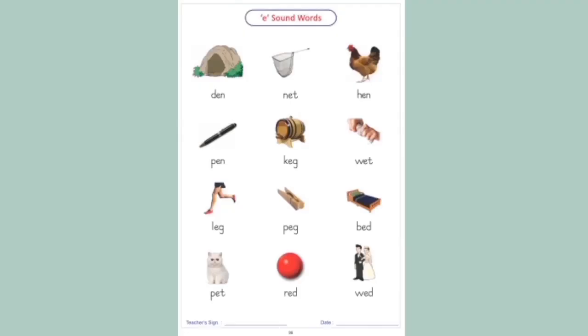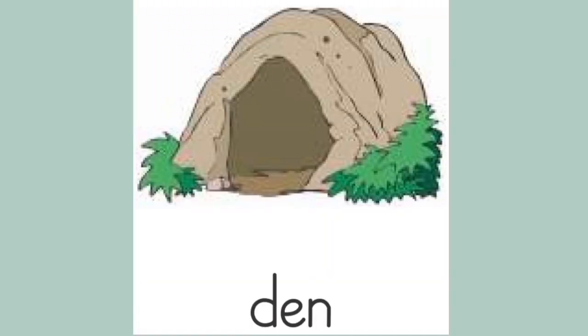As we have learned E sound words yesterday, so today we will revise the same. Let's revise E sound words. E says e. The first picture is den. A lion lives in a den. D says d, E says e, N says n. The den.